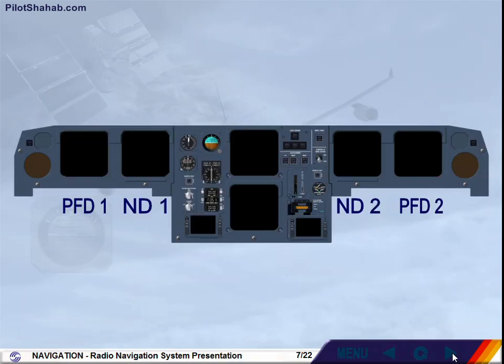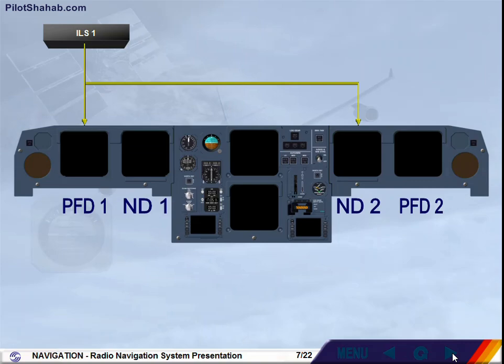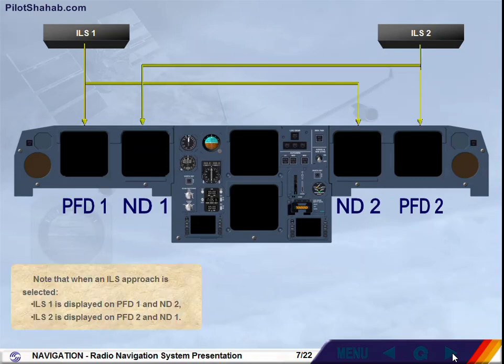Note that when an ILS approach is selected, ILS-1 is displayed on PFD-1 and ND-2, ILS-2 is displayed on PFD-2 and ND-1.